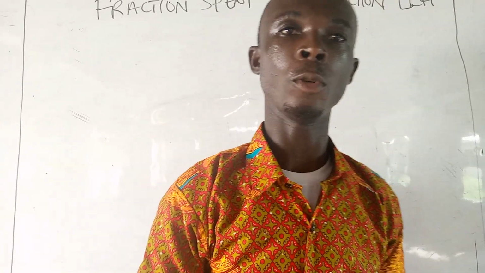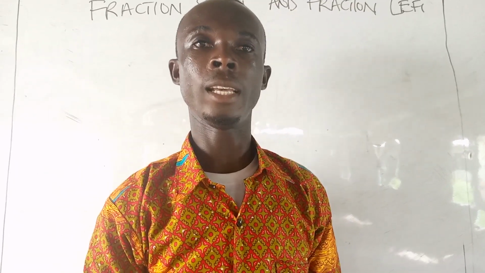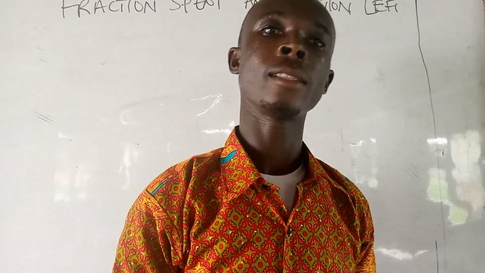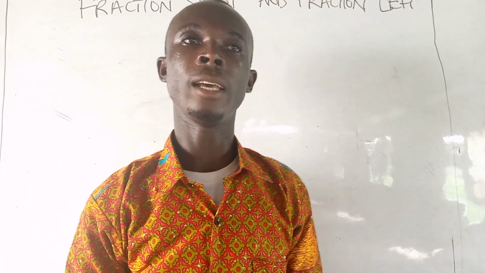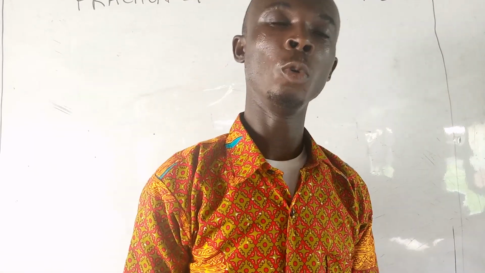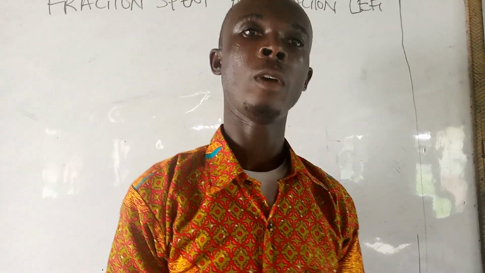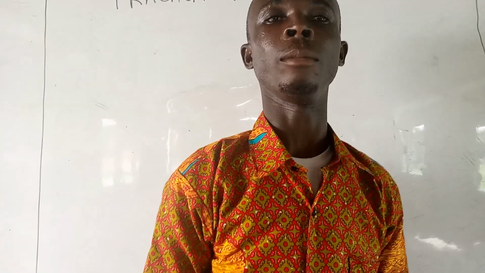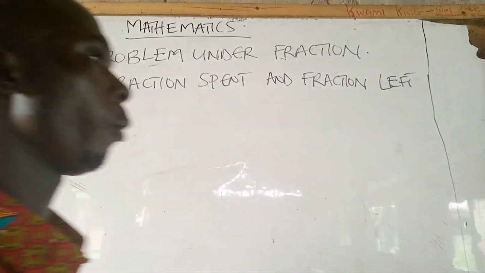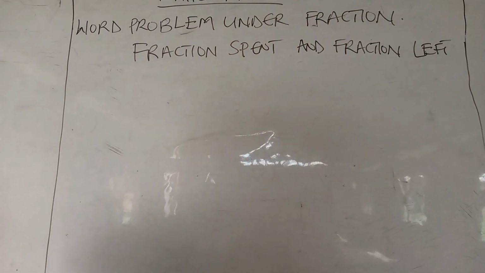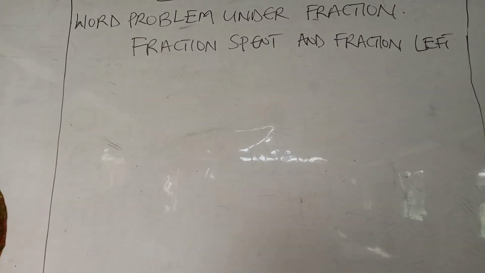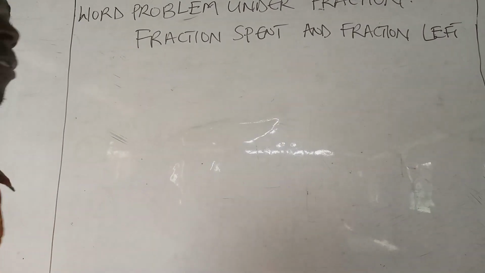At the end of this lesson, you should be able to know how to find your fraction spent, your fraction left, and your total salary. And also, once you know your total salary or money, they can ask you to find a value for a certain item. So I will show you this by illustrating it using an example. Now we have fraction spent and fraction left.